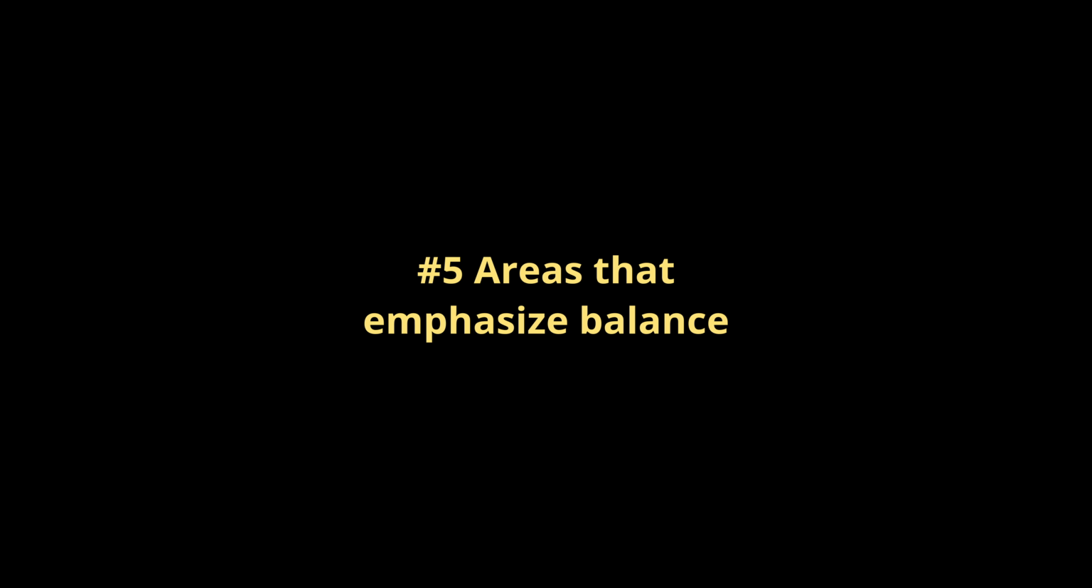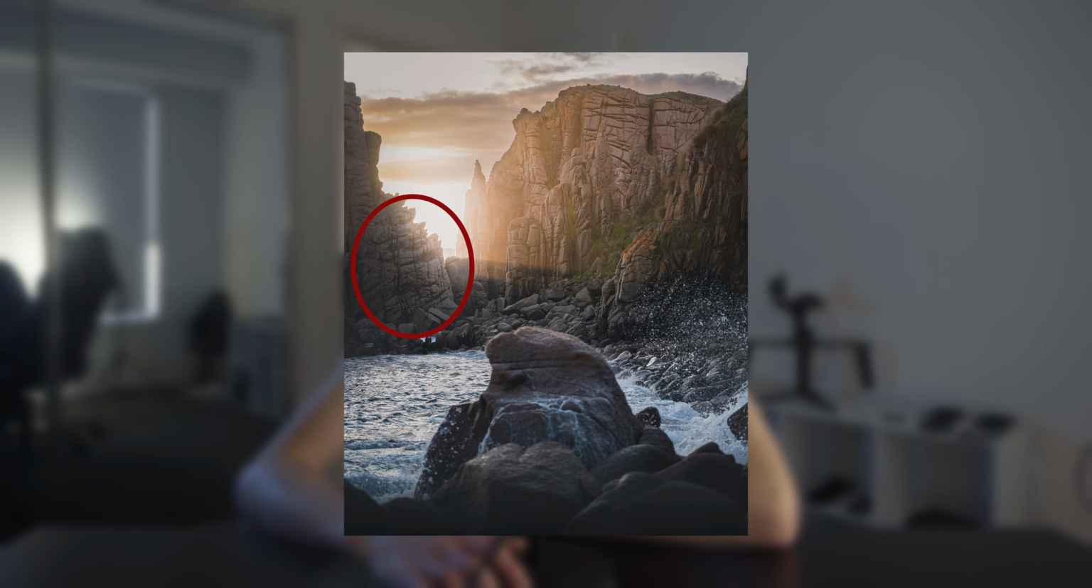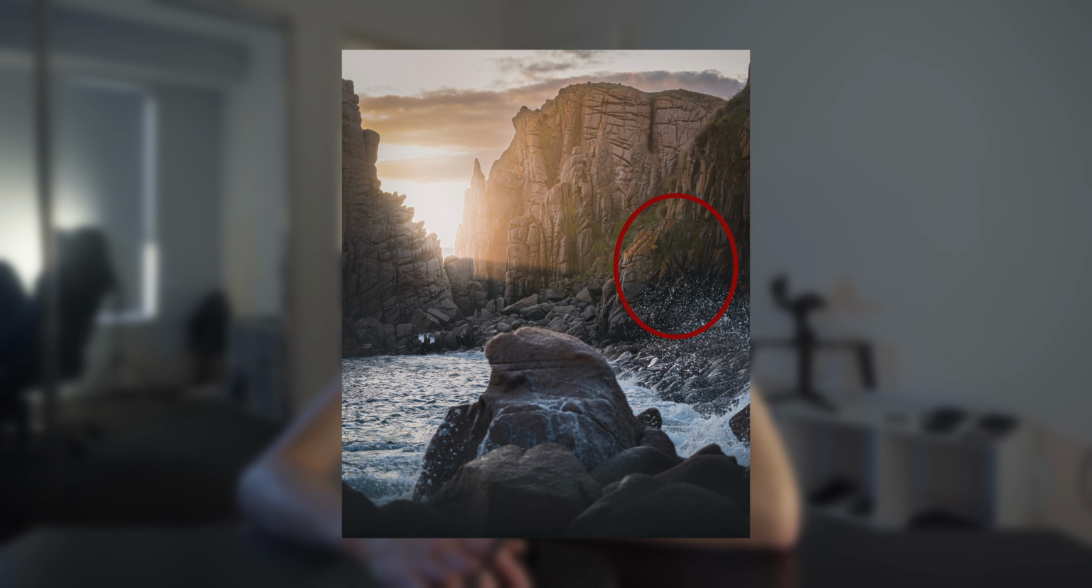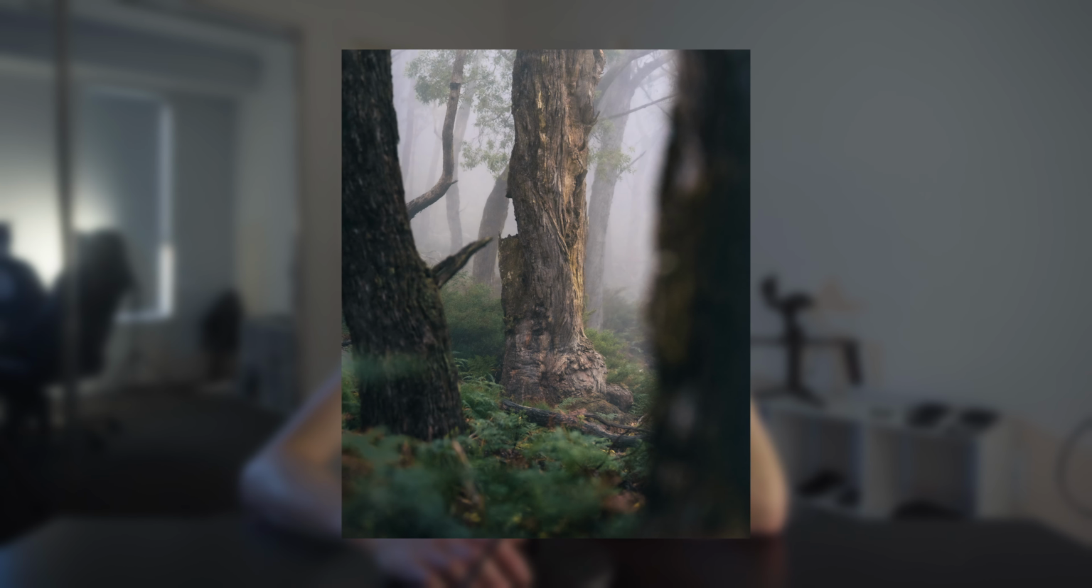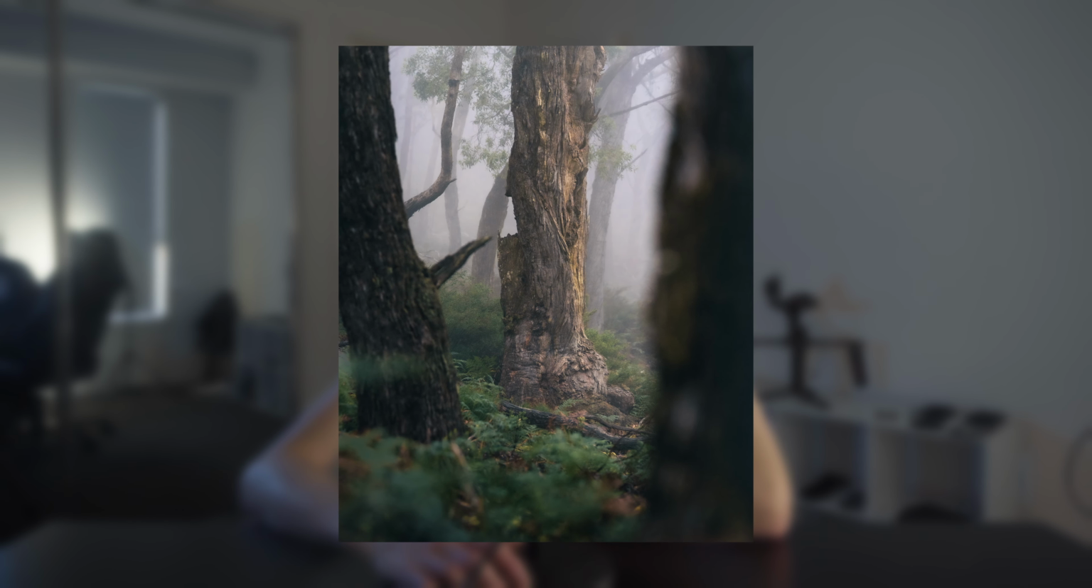Lastly, we have the areas that emphasize balance in the frame. Now, for this shot, it's definitely the rocky pinnacle on the left and the cliff on the right hand side. These help focus your eye down to the center of the frame towards the subject. For the next photo, we are going to look at this shot that I got from a hike on Mount Abrupt towards the end of last year.